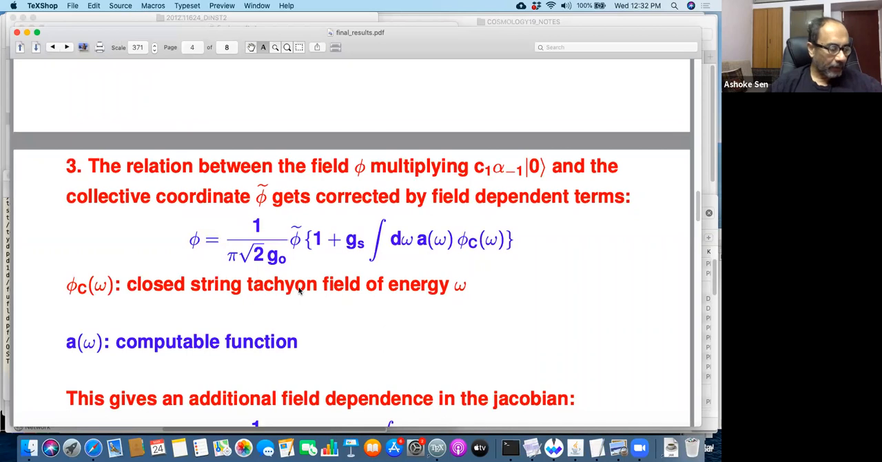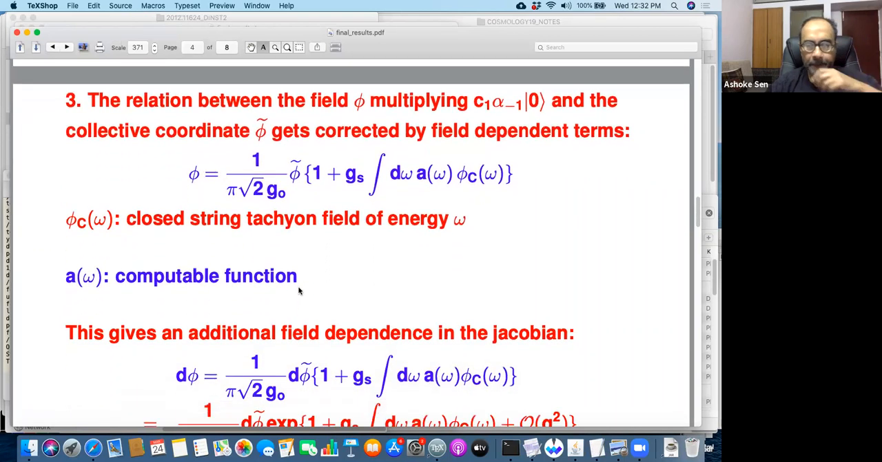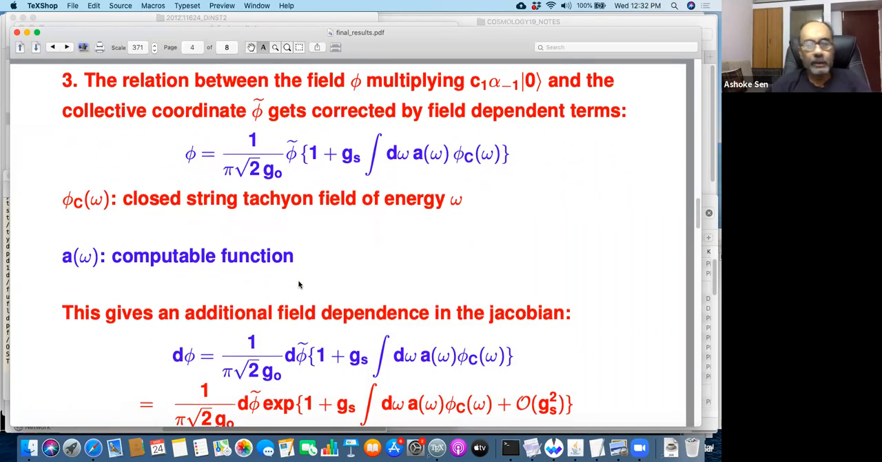Now there are 2 other contributions that also have to be included. One is the relationship between, you remember that you have the field phi that is the collective mode, the mode that comes from the open string that multiplies C1 alpha minus 1 0, and the collective coordinate phi tilde. And yesterday we wrote down this relation, phi equal to 1 over pi root 2 G open times phi tilde. It turns out that this relation also gets corrected to higher order.